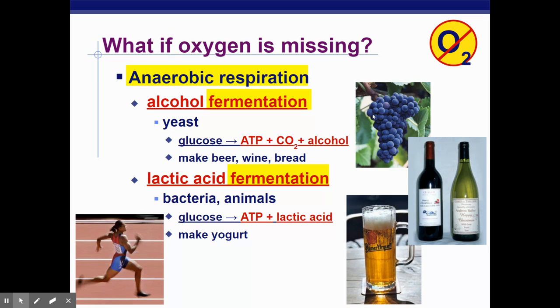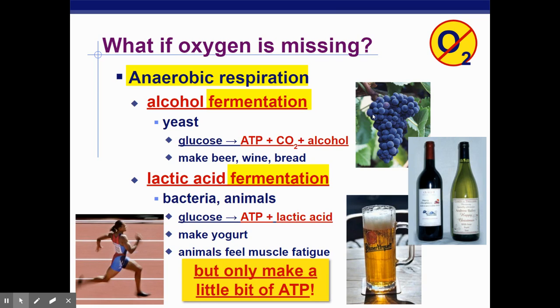Like I said, making yogurt, the bacteria use lactic acid fermentation. Animals will feel muscle fatigue when they start building up lactic acid. Like I said, though, it only makes a small amount of ATP, and it's not as much as if there was a lot of oxygen available.